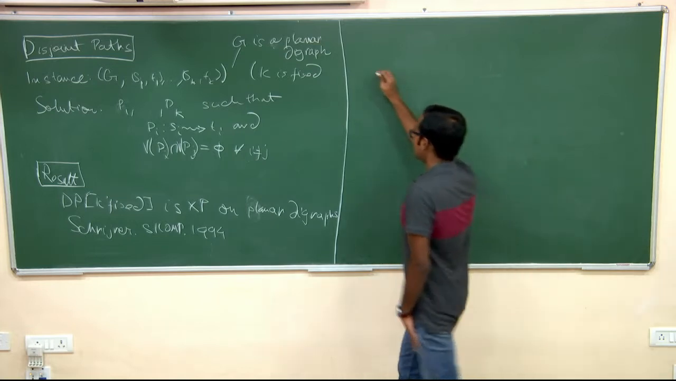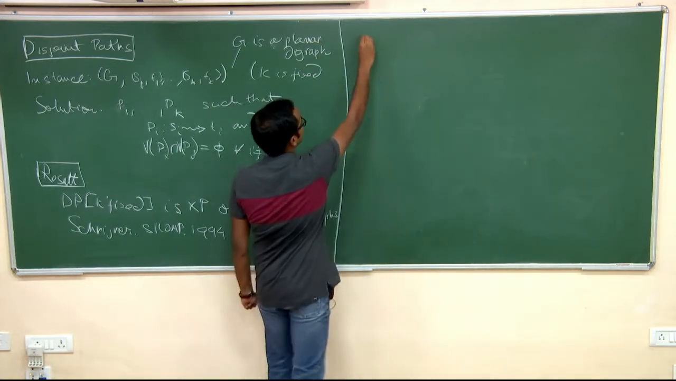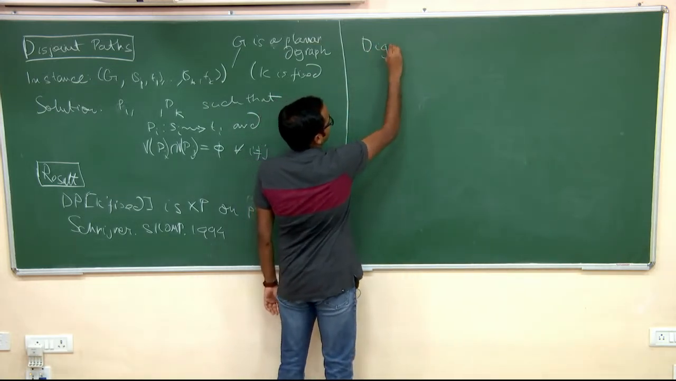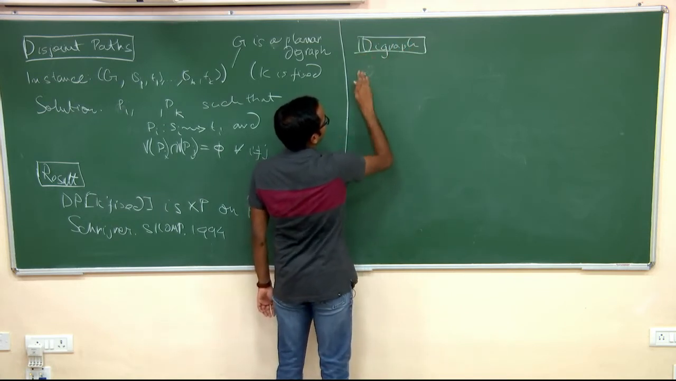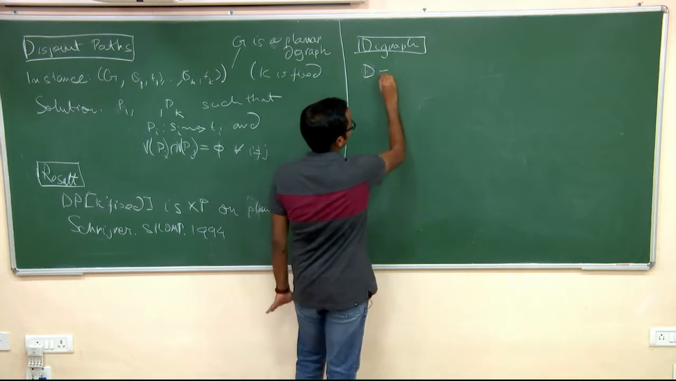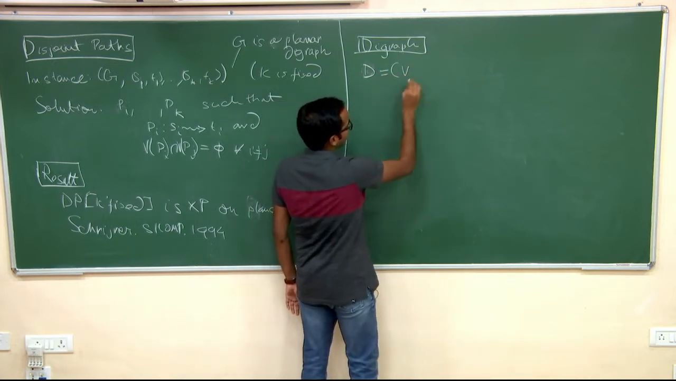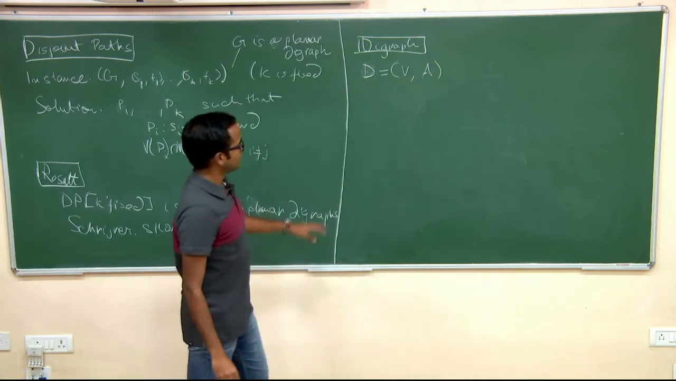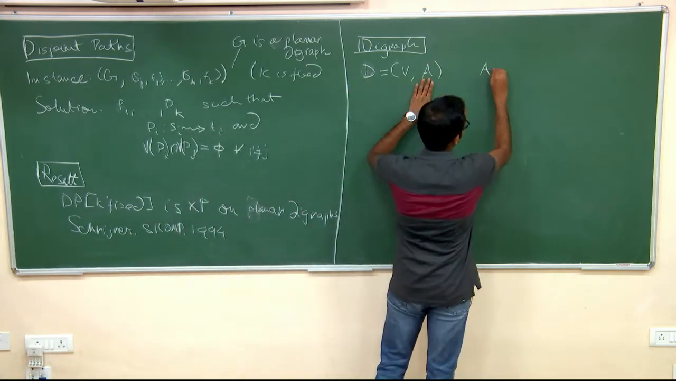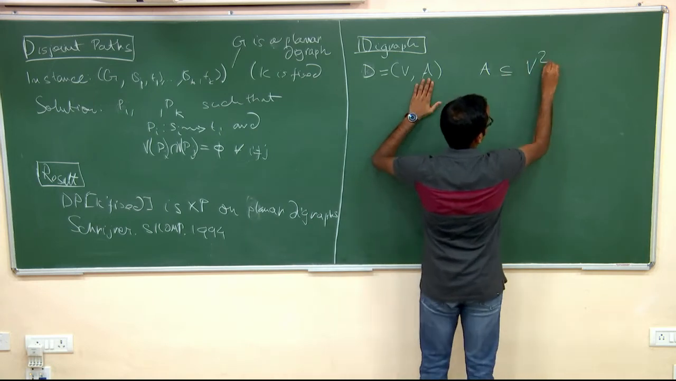So first we need some definitions. What's a digraph? A digraph I'll denote by D, where V is the vertex set and A is the arc set, where A is a subset of V squared.